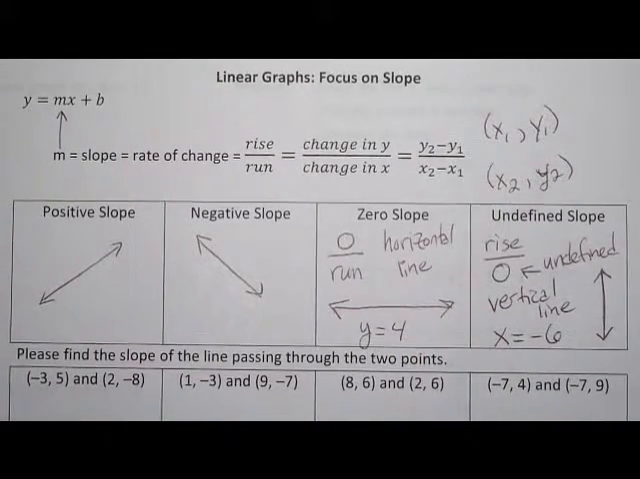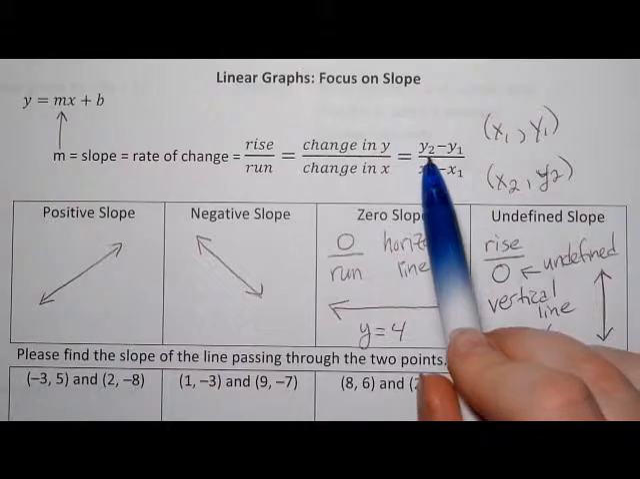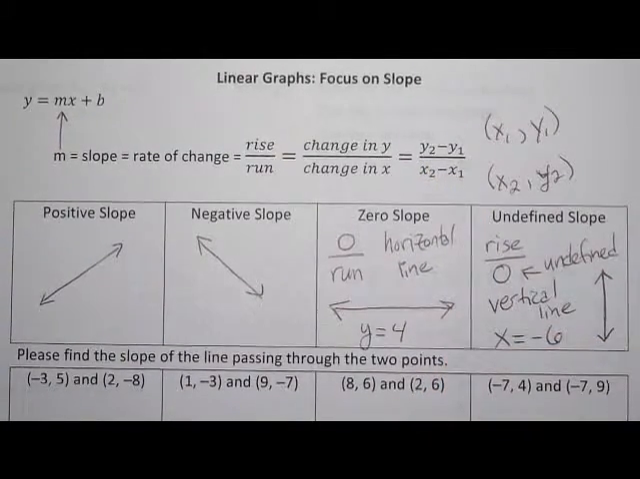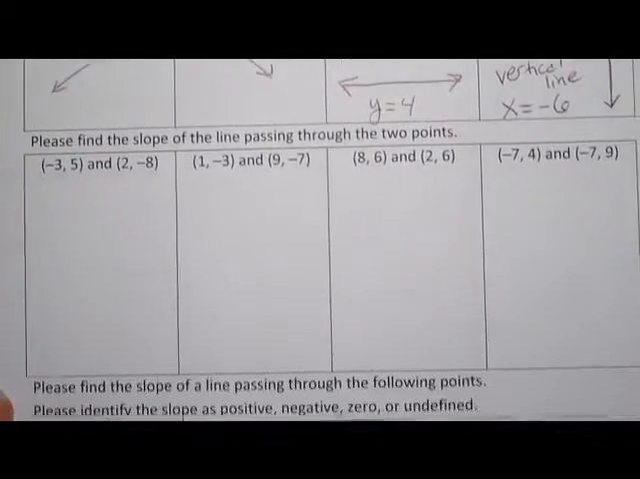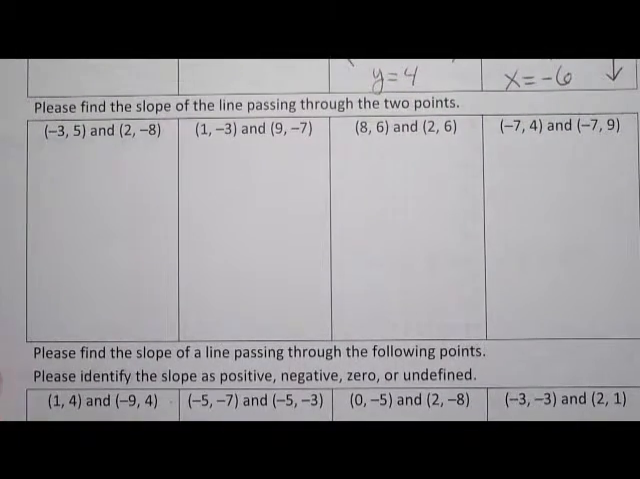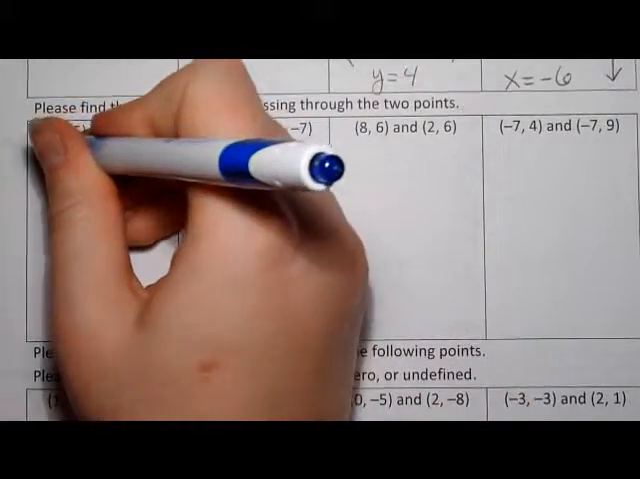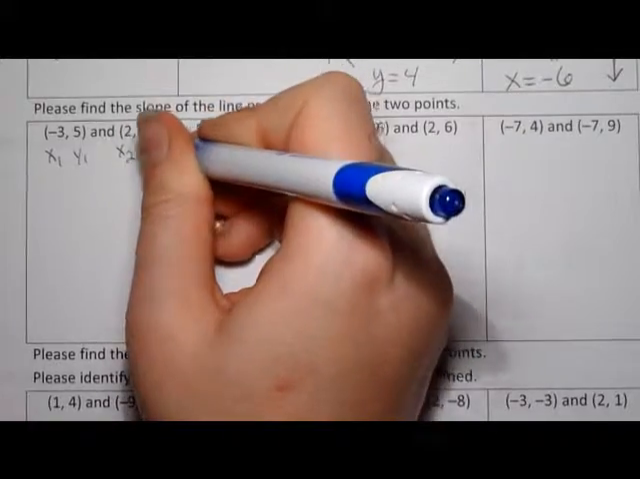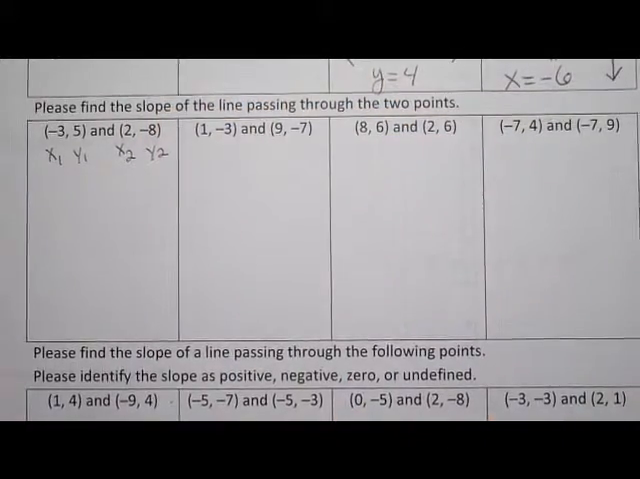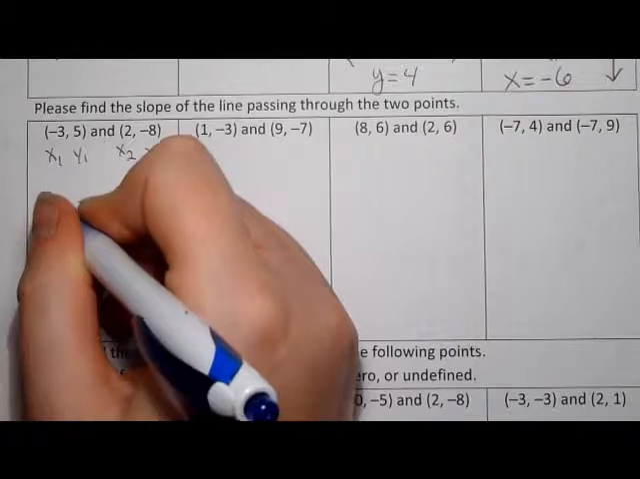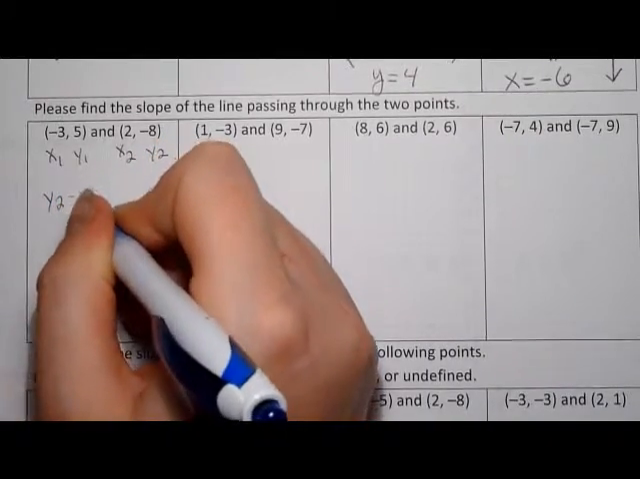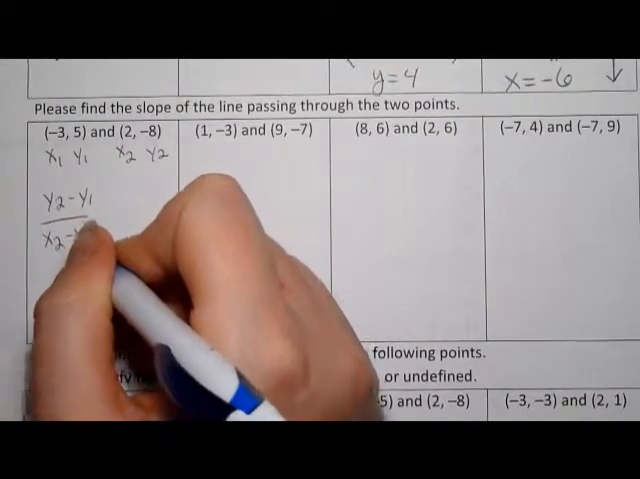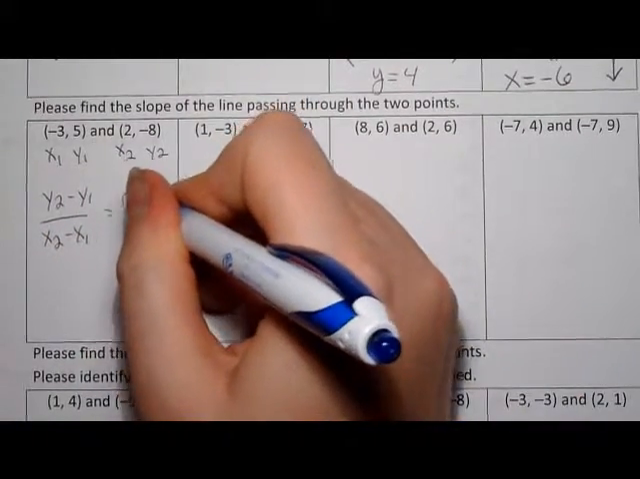Now, we should be able to find the slope of a line. Remember, you take the difference in the y values divided by the difference in the x values. So if we are given two points, we can find the slope of a line. Here, this is my x1, y1, my x2, y2. So to find the slope, I'm going to take the rise, the change in y, so y2 minus y1. I'm going to divide that by x2 minus x1. That's my rise over run.